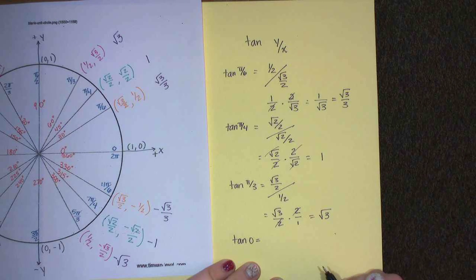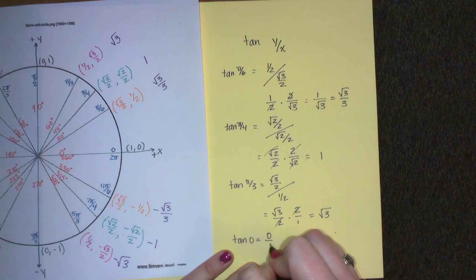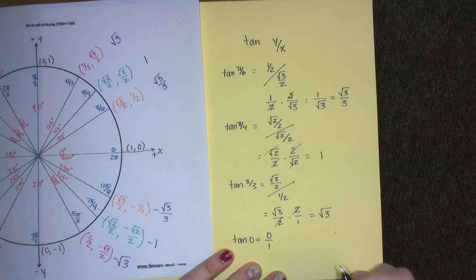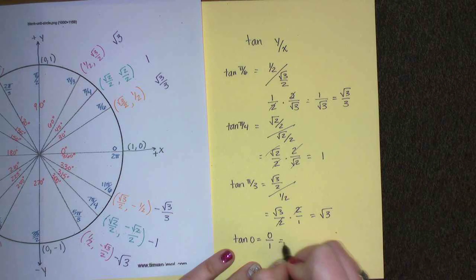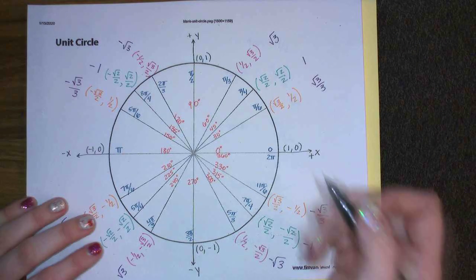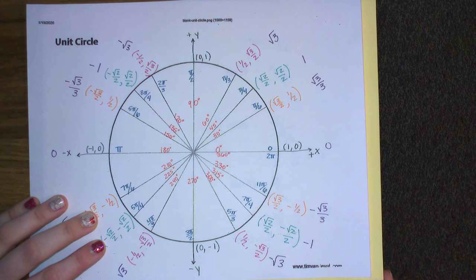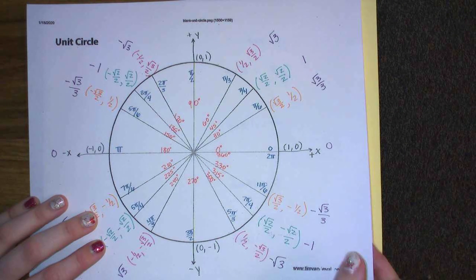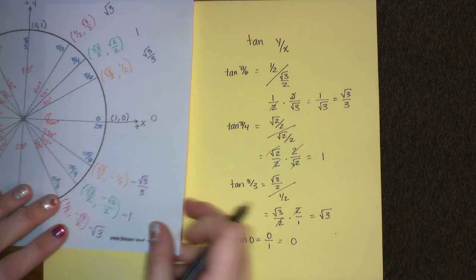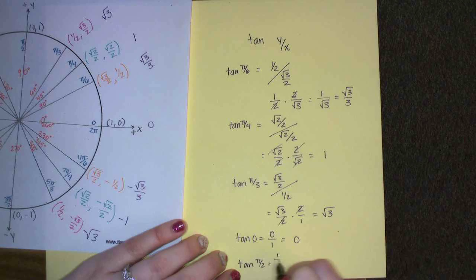So we're almost done. I'm just going to fill in the unit circle and be done. Tangent of 0 would be y over x, 0 over 1, which is equal to what? 0. So on the x-axis, these tangent values are both 0. The other ones will be undefined. So the tangent of pi over 2 would be 1 over 0, which is undefined.